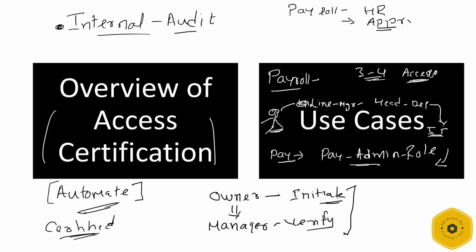And then there will be a certifier, who will grant, or say, yes, I am okay to give this role to this particular person. So there are three different role holders. One is the owner, the second is the manager. Now the manager can be a direct line manager, or we can have a head of department. So this is the process that we normally follow in giving the certification.